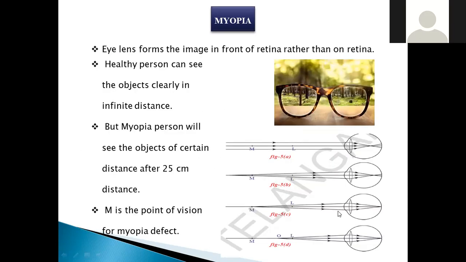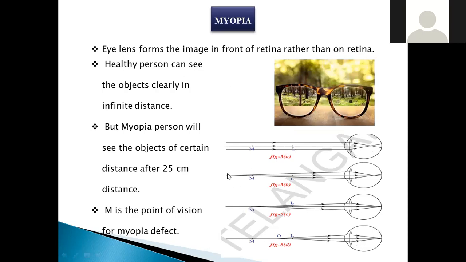Okay, so here 4 pictures are provided to you. Among the 4 pictures, let us take the first condition. If the object is far distant from the human eye, the picture is captured in front of the retina but not on the retina. In front of the retina, you can capture the picture.